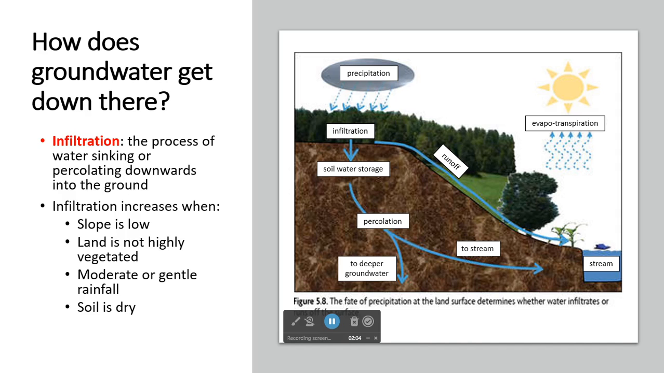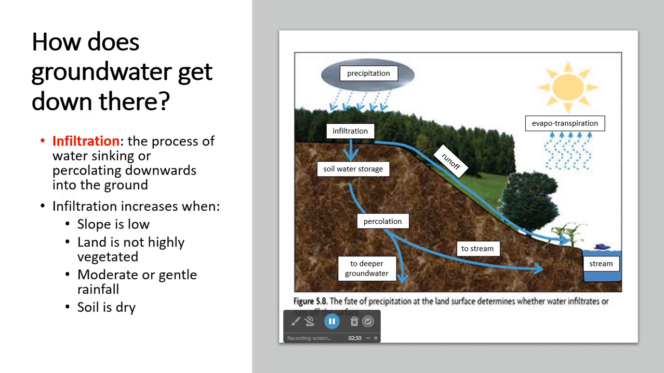So how does it get down there? I already mentioned this briefly. So infiltration is specifically the process of water sinking or percolating downwards into the ground. It increases when slope is low. So when you have flatter land, you get higher rates of infiltration. It also increases when the land is not highly vegetated. So the less vegetation you have there, the more infiltration that will occur.